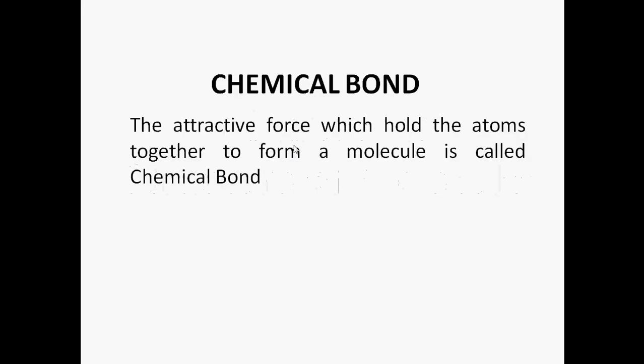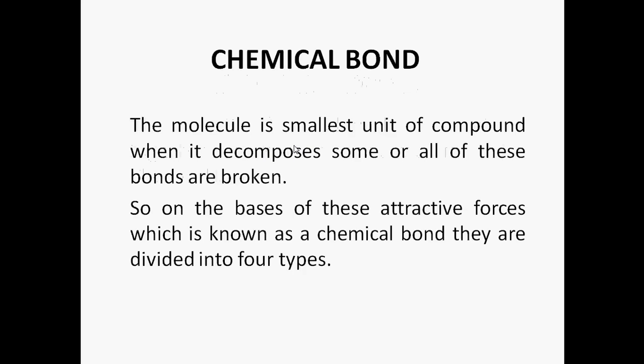Before describing an ionic bond, first we describe what is a chemical bond. The attractive force which holds the atoms together to form a molecule is called a chemical bond. The molecule is the smallest unit of a compound. When it decomposes, some or all of these bonds are broken.